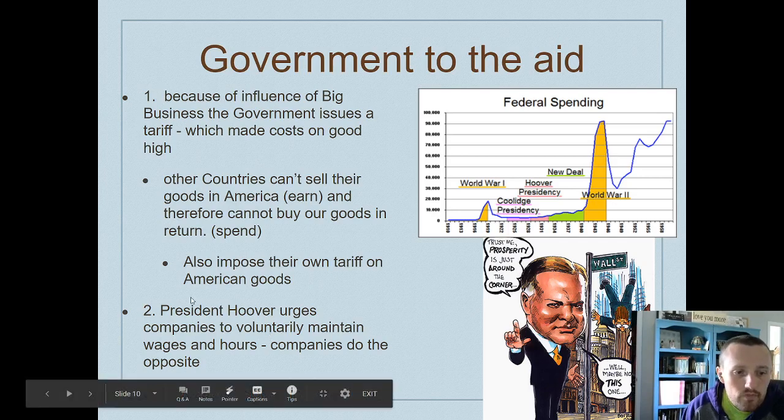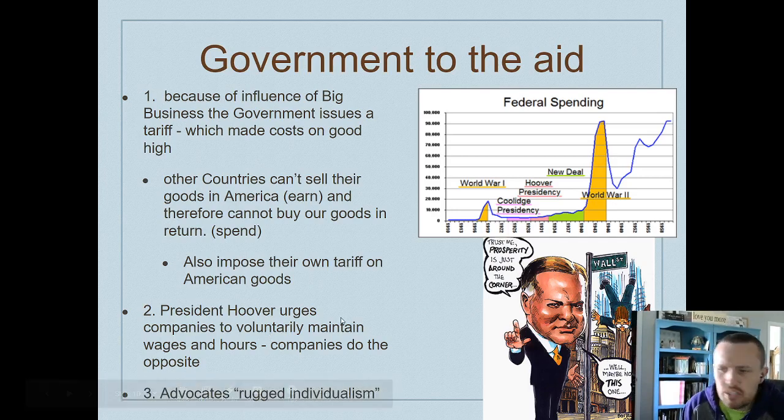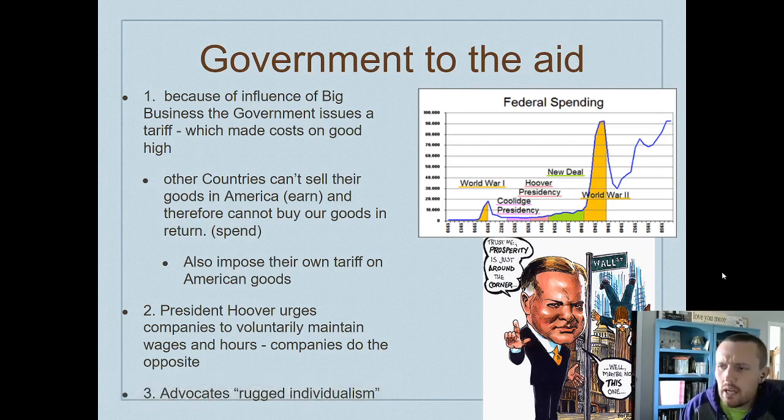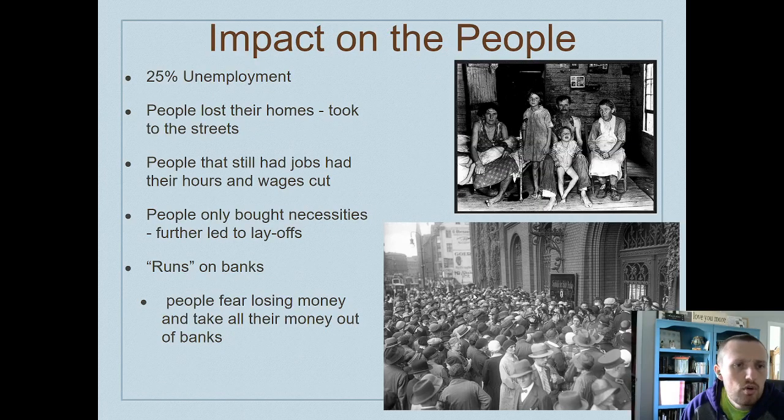Okay? Hoover asks for American companies to be tough, to stick it out. He asks for rugged individualism. We need Americans to be tough. Stick it out, Americans. Yeah, the economy sucks and no one has any money and we're all poor, but you guys got to be tough. We're Americans. Let's be tough. Prosperity is just around the corner, right?